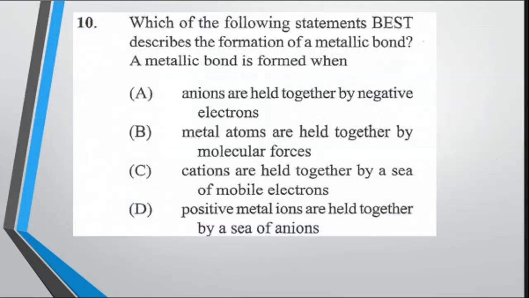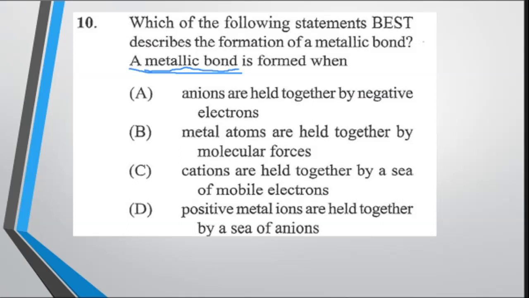Question 10. Which of the following statements best describes the formation of a metallic bond? All right, so when we talk about a metallic bond, I would have hinted at it just now when I was speaking about copper, but we'll go through it here. A metallic bond is formed: A, when anions are held together by negative electrons; B, when metal atoms are held together by molecular forces; C, when cations are held together by a sea of mobile electrons; D, when positive metal ions are held together by a sea of anions.